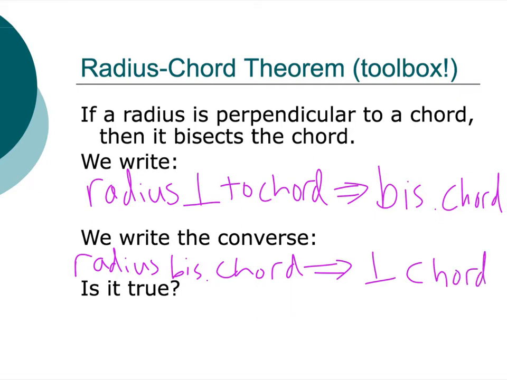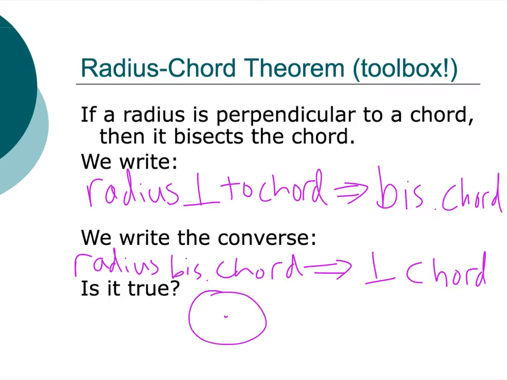Now, is that true? Well, let's see here. If it's a radius, it's going from the center to the edge of the circle, right? And if it's perpendicular to the chord, then it bisects it. And if it bisects that chord, meaning it splits it in two, it's going through the middle, then yes, absolutely, it shall be true.